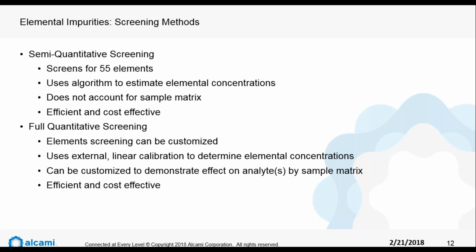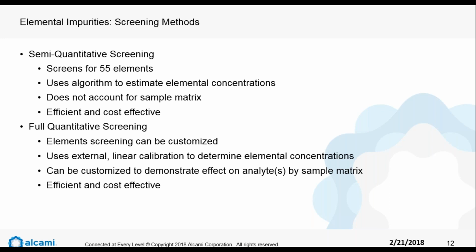So with that being said, we have two general R&D methods here at Alcami. We have a semi-quantitative screening. This is going to be your absolute most cost-effective screening. It screens for about 55 elements. It does not account for the sample matrix, so that's one thing to consider. It's really quick and dirty, but it does give you a lot of information pretty quickly. It basically works by using an algorithm to extrapolate data for all the elements that aren't contained within the single point standard.